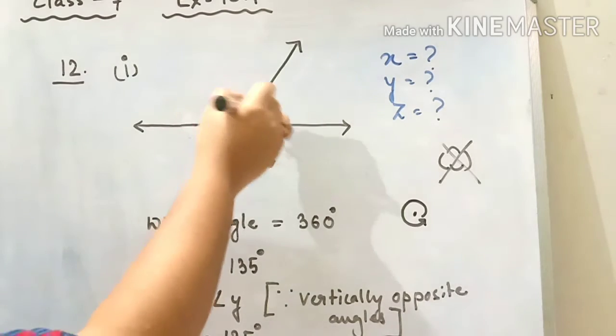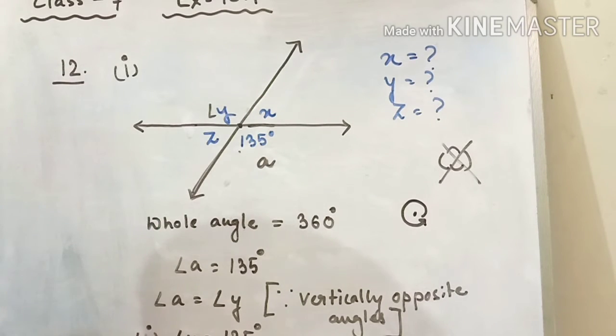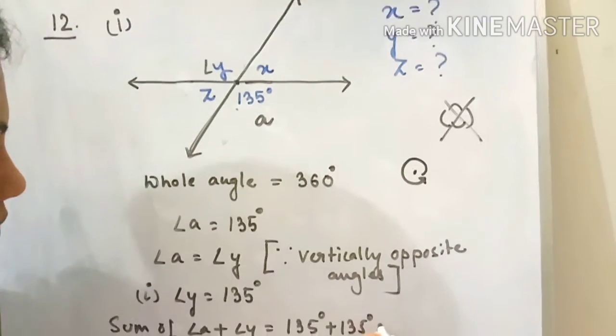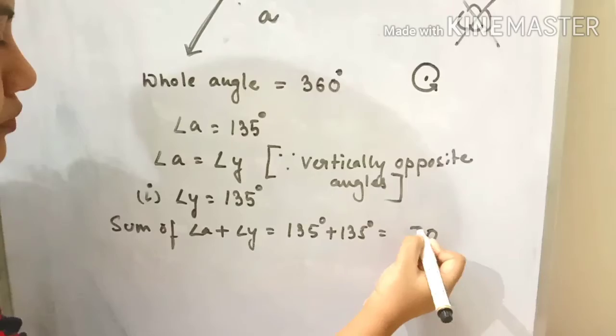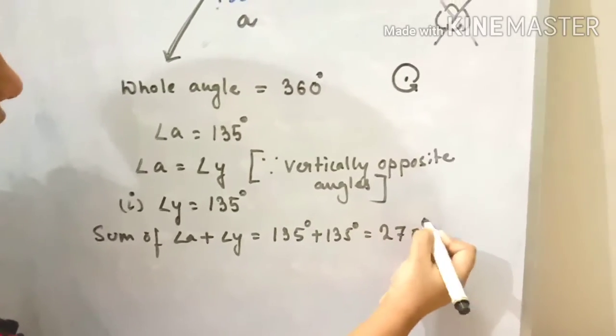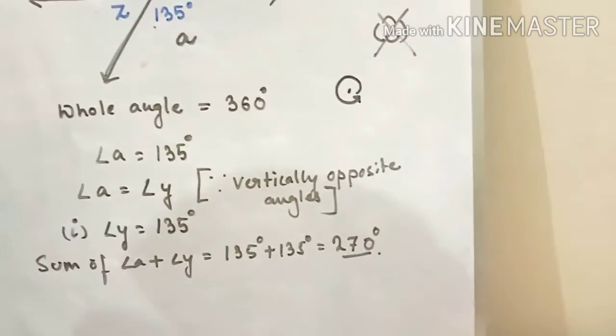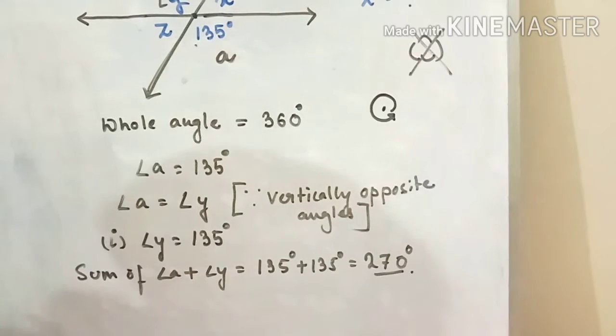Alright, now here we have already got two angles, 135 and 135. So what is the summation? Sum of angle A plus angle Y gives what? 135 degree plus 135 degree. So that is 270 degree together. Now how much angle is left for us?